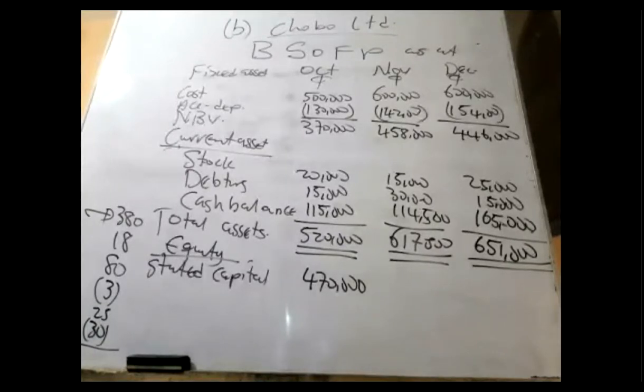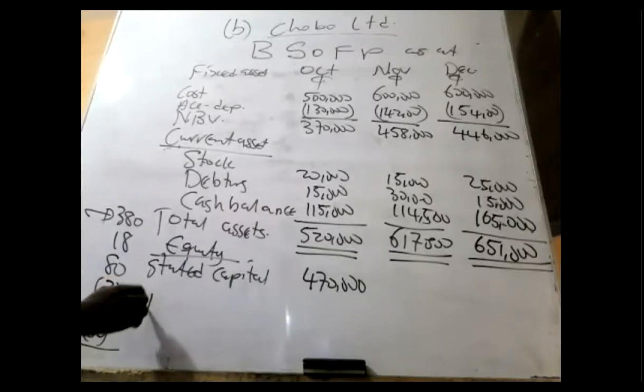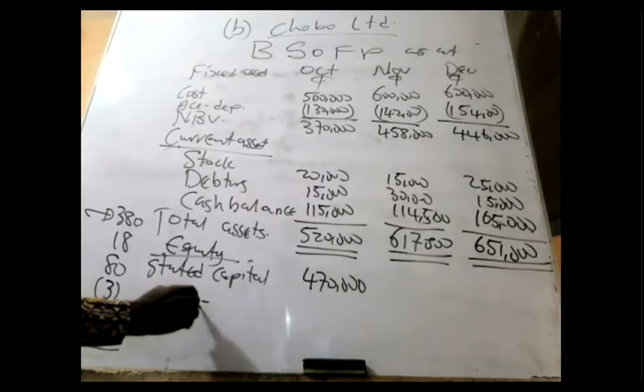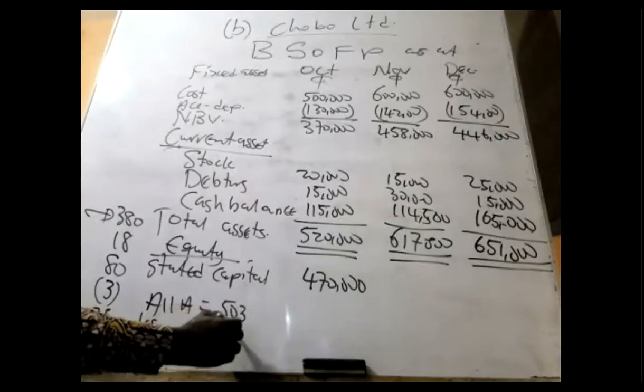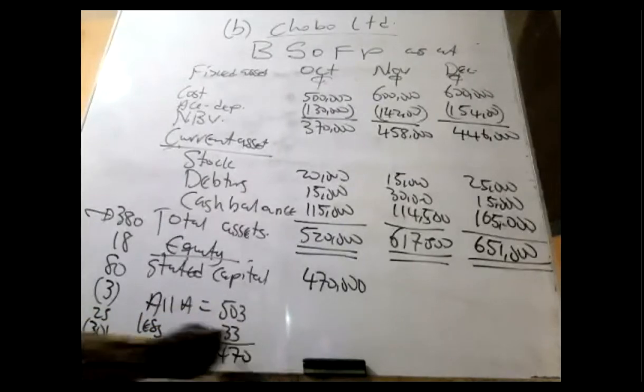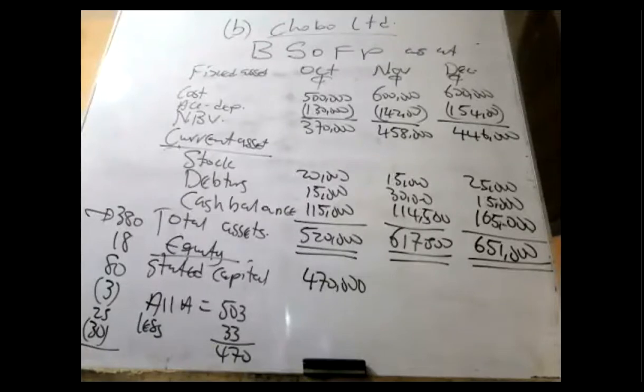Okay. Now to go over, we are looking for the capital. Which is the difference between all assets? To add all assets, we had 503 less all liability 33 to get 470. That's the total equity. So that will be 470.